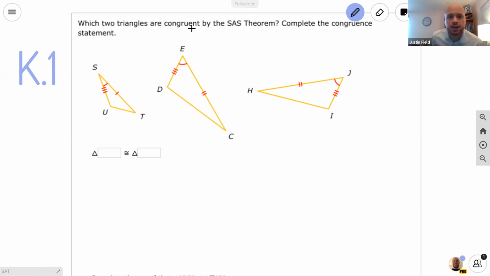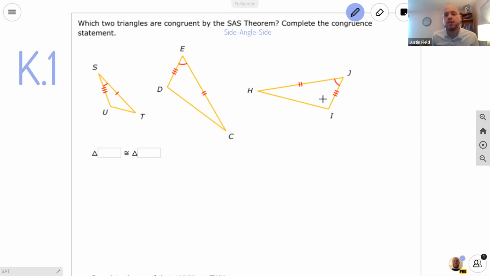Which two triangles are congruent by the SAS theorem? Complete the congruent statement. So SAS stands for side, angle, side. And you may be aware that there are 3 angles and 3 sides in every triangle, right? Every triangle has 3 sides and it also has 3 angles. And if 2 triangles are congruent to each other, that means each side has a corresponding congruent side to it, and each angle as well. So 6 different things. But we don't need to know all 6.